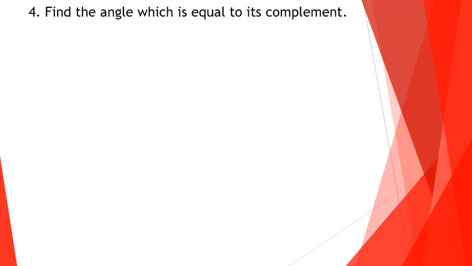Question number 4. Find the angle which is equal to its complement. It is given that the angle and its complement are equal. Which is that angle? You know that 45 degrees plus 45 degrees will make 90 degrees. Hence, the angle which is equal to its complement is 45 degrees.